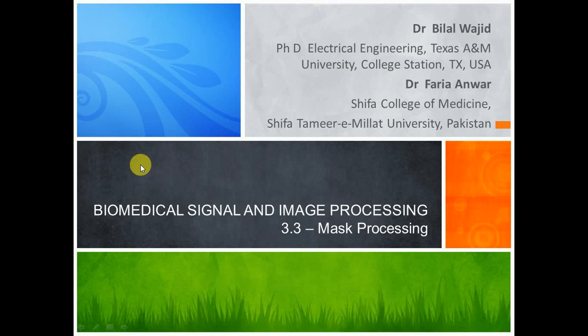So in the last lecture, in chapter number 3, we first introduced basic filters like low pass, band pass and high pass filters. And then in the next lecture, we discussed point processing, where our aim was to improve the contrast of the image. And now we're going to talk about mask processing.